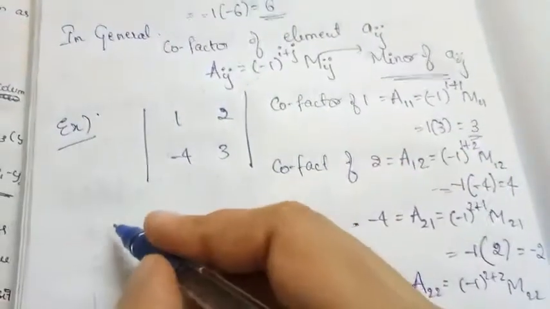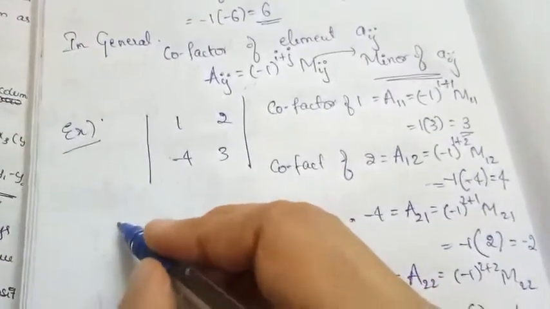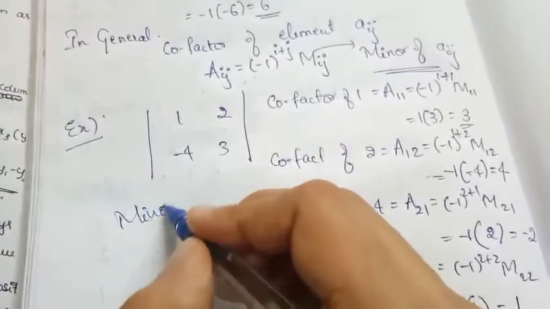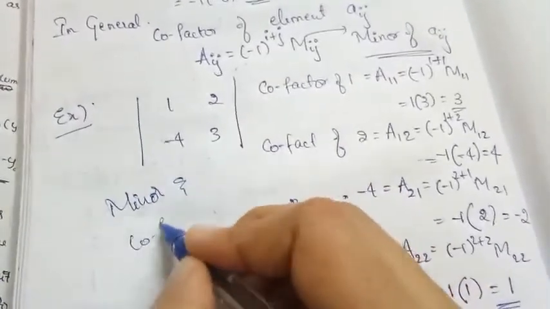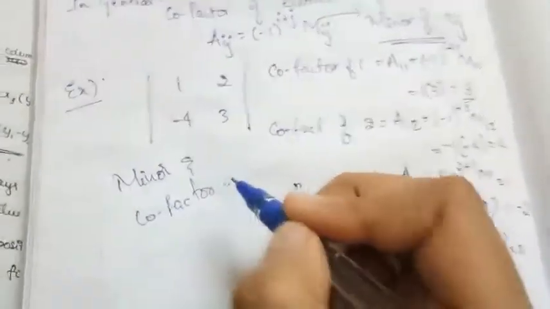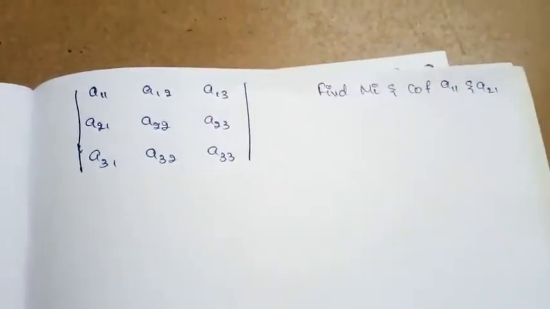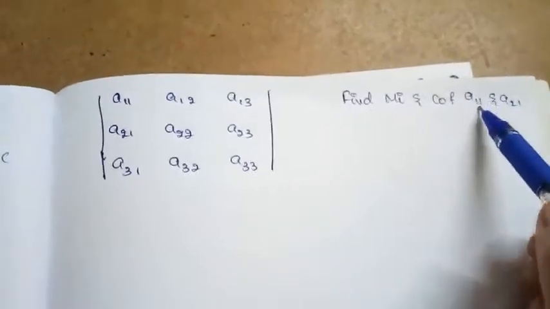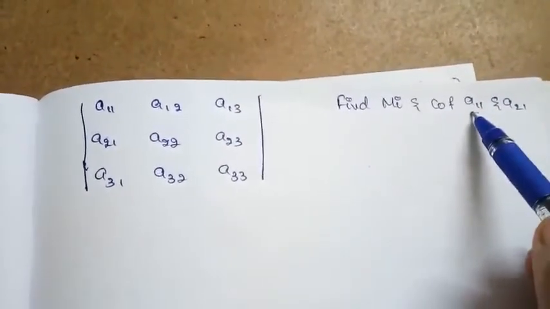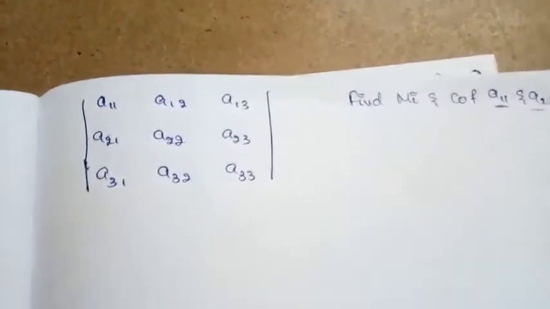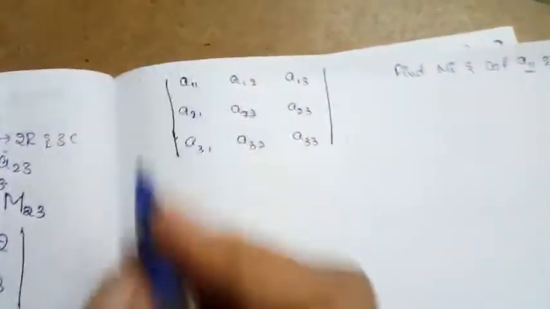So this is the definition and how we are going to find the minors and cofactors. Okay, so now we have known the definitions of minors and cofactors. With that definition, now let us find the minor and cofactor of the elements A11 and A21. So this is the determinant.